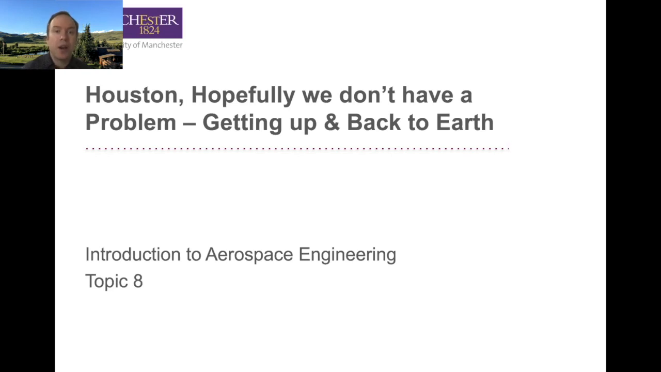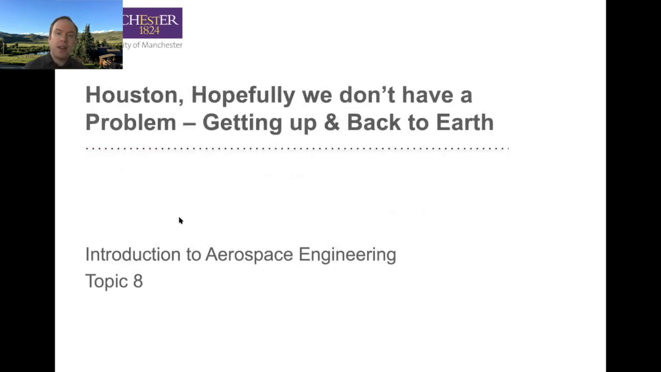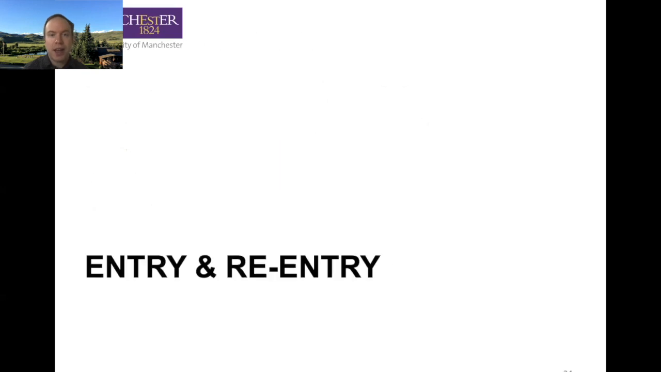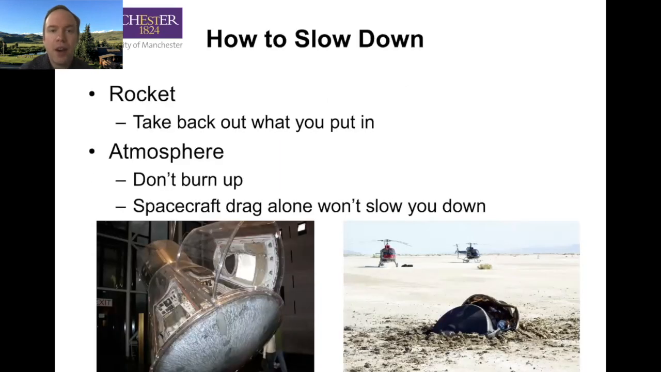Today, we're going to talk about getting back down onto the surface. So before we start, let's review our questions. Again, in video 1, we talked about how rockets work. In video 2, we talked about moving from one orbit to the next, and which takes more energy, more delta V: going to the moon or Mars. And today, we're going to talk about getting that energy back out, or entry and re-entry. Key thing, how do you slow down?